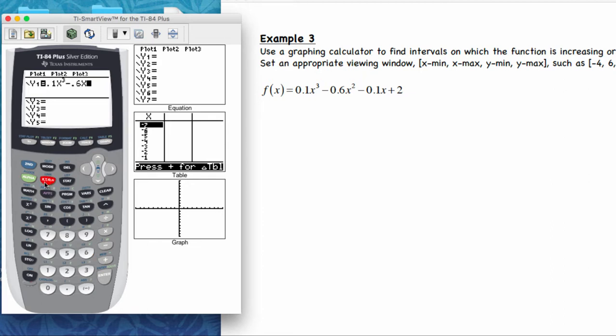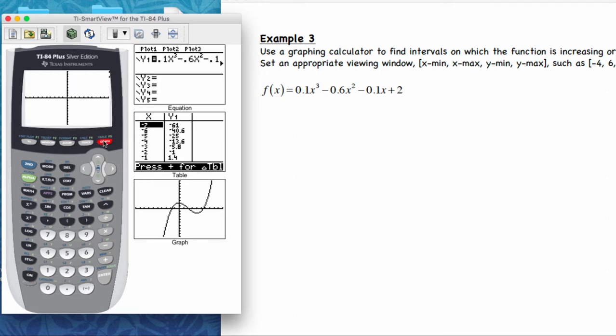0.6x, and then again you can use your caret button for the exponents, or I'm just going to press my x squared button, and then minus 0.1x plus 2, and I'm going to give that a quick double check that I typed that in correctly. I'm going to arrow back to the left to look at the beginning, and I am pretty sure that everything looks good. Okay, so I'm going to hit my graph button just to give it a quick peek, even though I guess I can see it down here on my screen.